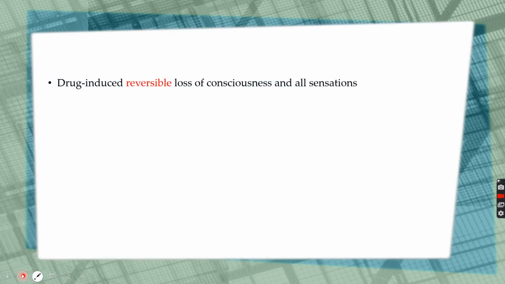So what is general anesthesia? General anesthesia is a drug-induced reversible loss of consciousness and all other sensations. So the important points here are the words drug-induced, meaning to say that this is a loss of consciousness which is induced by drugs, that is not naturally occurring, and it is not just a loss of consciousness, all sensations are also lost, and the most important point is that all this is reversible.